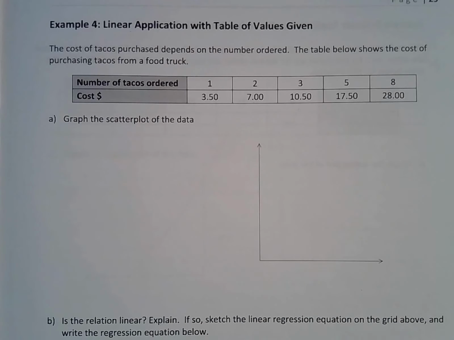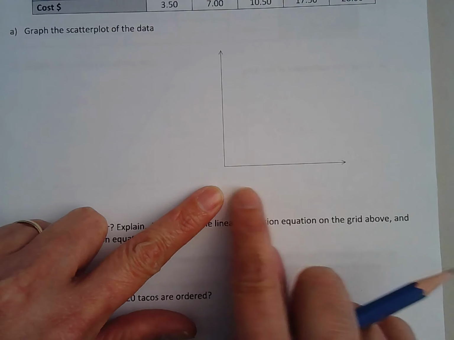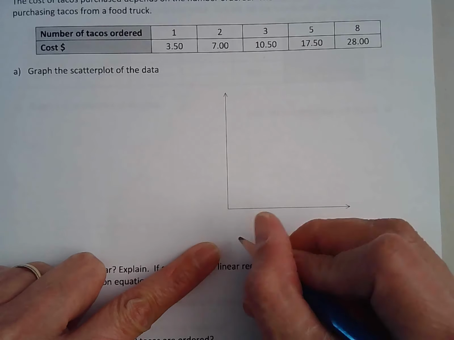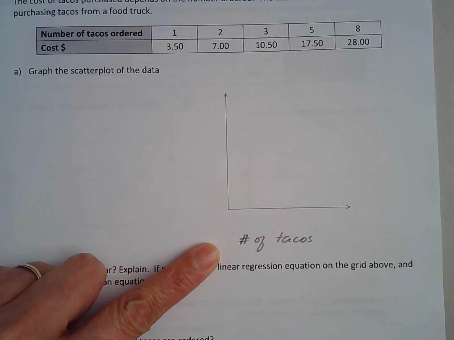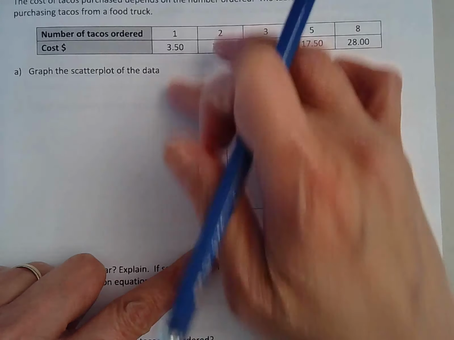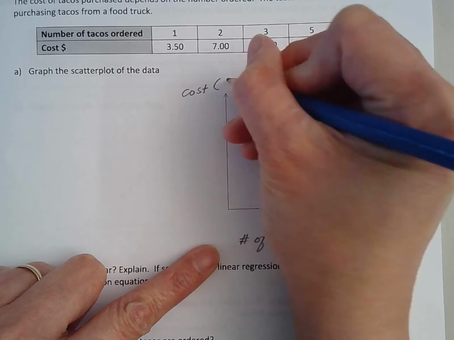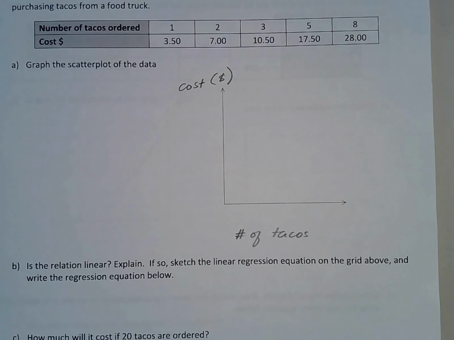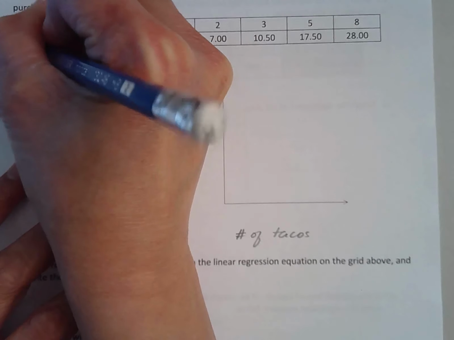Okay. So it says here, graph the scatter plot on this one. So what goes on the x-axis? The cost. Number of tacos. Okay, number of tacos. What goes on the y-axis? The cost. And the cost is in dollars, right? Okay. Now the thing about this is we have the given points. So on the x, the number of tacos, the y would be the cost.